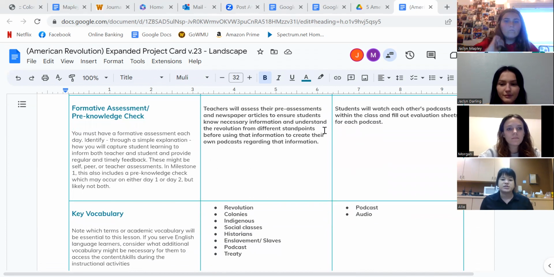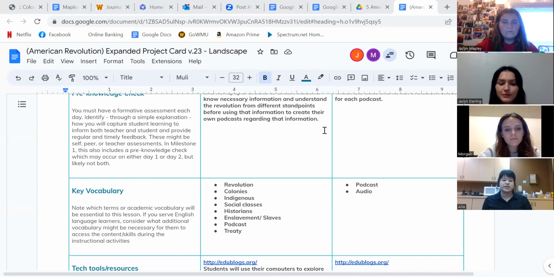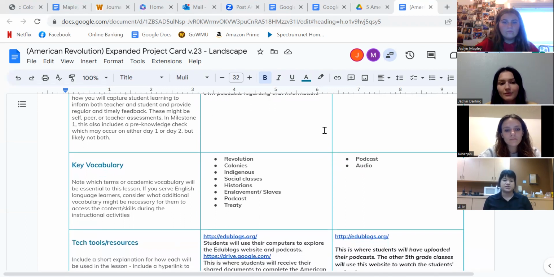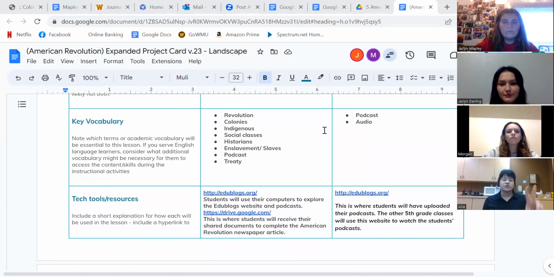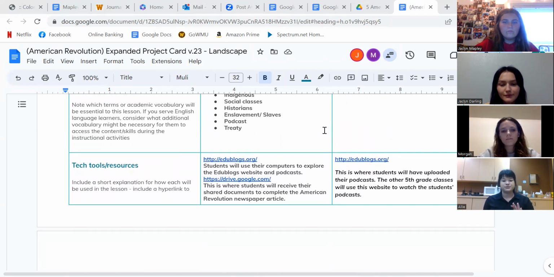The teacher will assess the pre-assessments and newspaper articles to ensure that students have the information they need and also see how they need to proceed. Key vocabulary would include revolution, colonies, indigenous, social classes, historians, enslavement, slaves, podcast, and treaty. And then our 2 tech tools are there at the bottom.